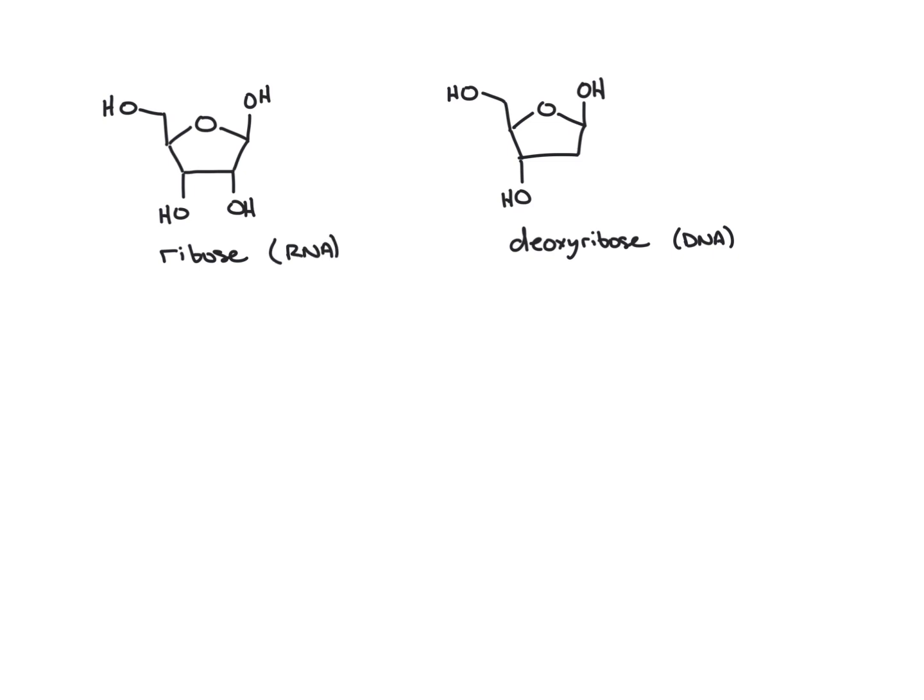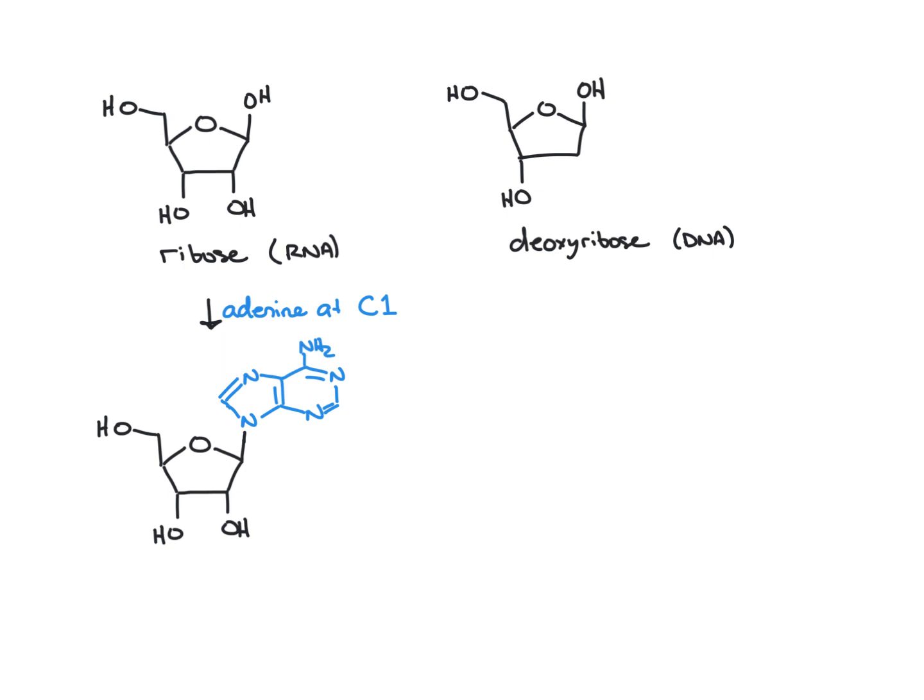So what happens from here is we can think of replacing the oxygen on this first carbon with one of those nitrogen bases. So for the purposes of this example, I'm going to replace the oxygen in the ribose with adenine. So now we have one of those bases attached at that position, in this case adenine, but it can be any of them. And this gives us what we call a nucleoside.